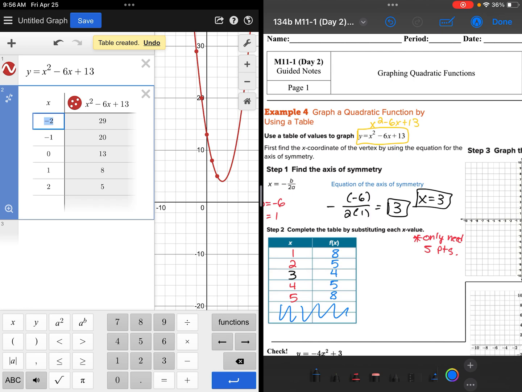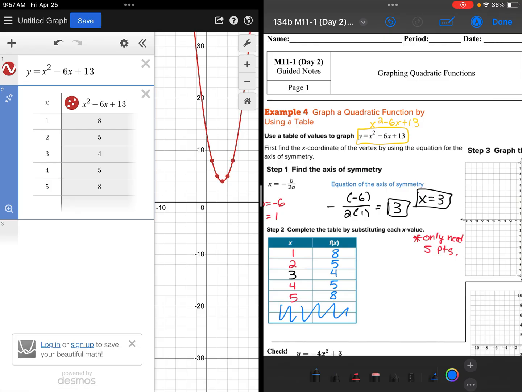So remember, we started in the middle with the 3. That was our axis of symmetry, and then fill in the other numbers that you need. And we just count up by ones. So you can see there, not only does it give you your table on Desmos, but it also plots the point on the graph so you can double check and really make sure, am I plotting these correctly? So that's how you can use Desmos to help with these problems. I'm going to show you again on the next one as well.